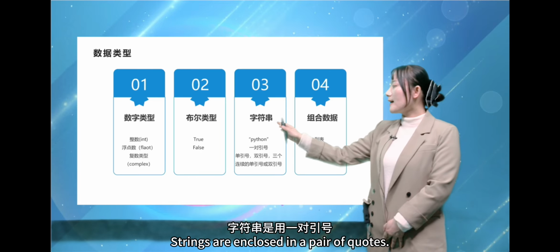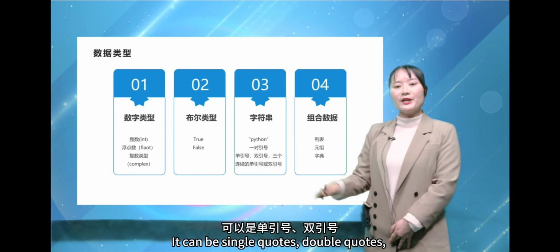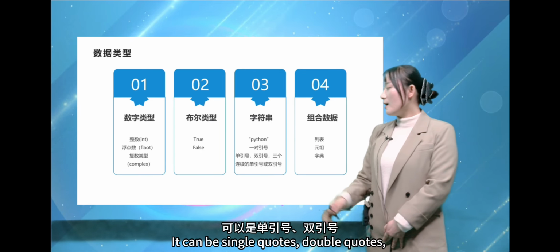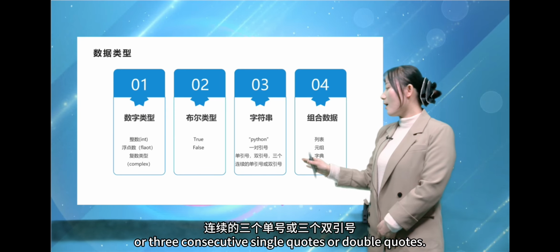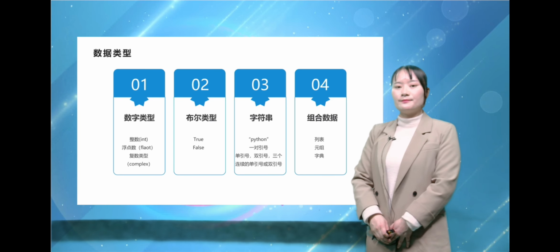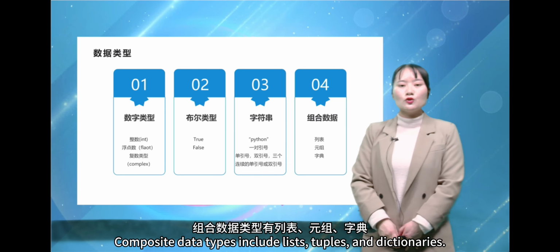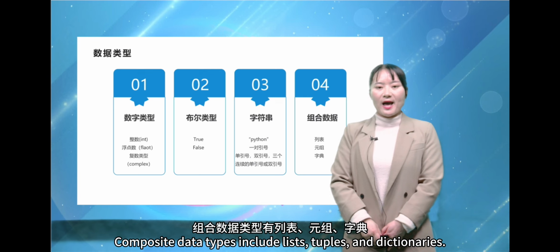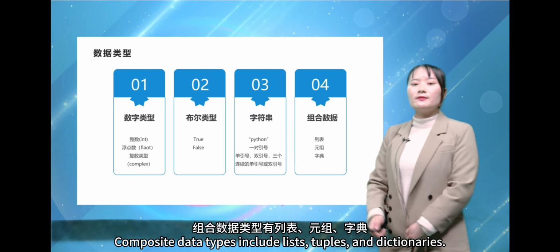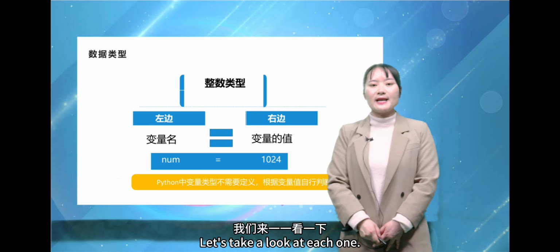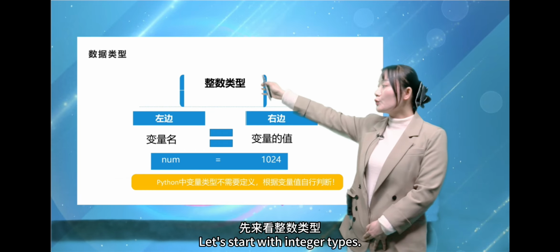Strings are enclosed in a pair of quotes. It can be single quotes, double quotes, or 3 consecutive single quotes or double quotes. The fourth category is composite data types. Composite data types include lists, tuples, and dictionaries. Let's take a look at each one. Let's start with integer types.